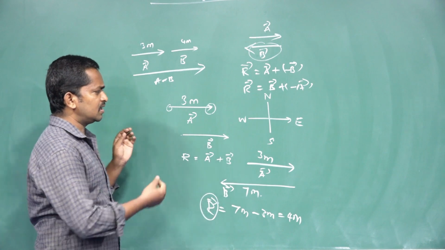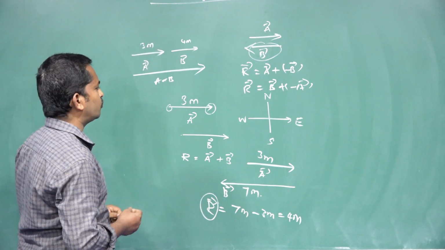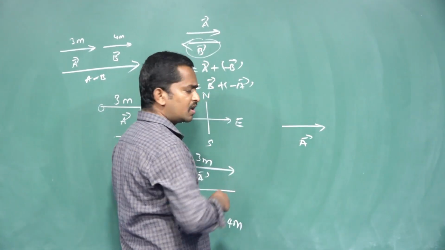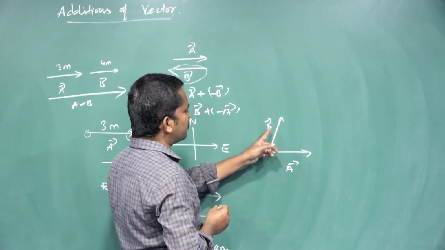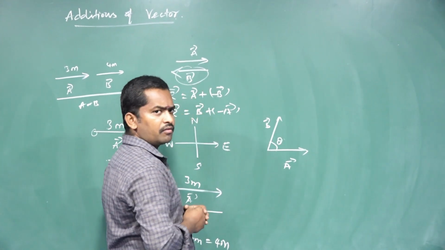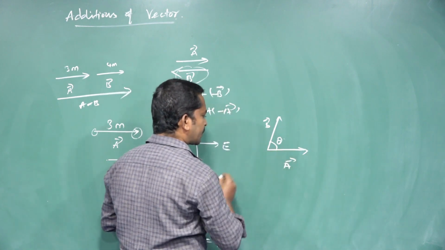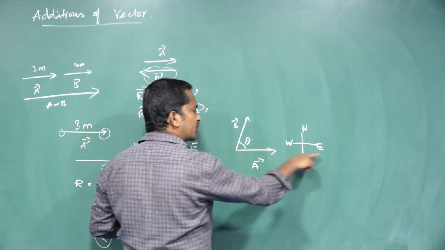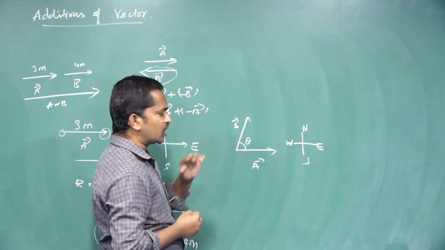This is the basics. This is ordinary, normal algebraic addition. And next one, addition of vectors. What happened? This is A vector, and another one is B vector. A vector and B vector are inclined at an angle of theta. What is the resultant vector? A vector is in this direction, which means east, west, north, south. A vector is along the east direction and B vector is along the north direction. What is the resultant vector?